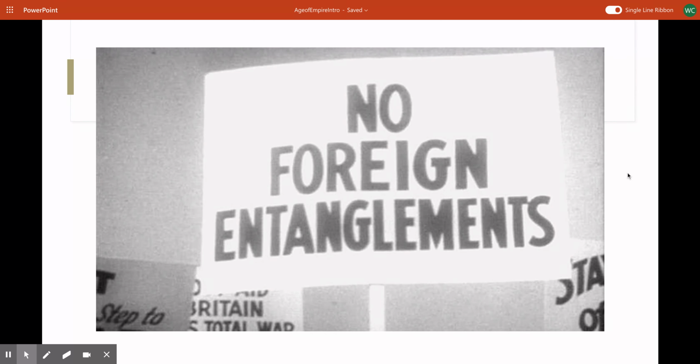And here is just a picture that kind of symbolizes isolationism very, very clearly. You can see on this sign it says no foreign entanglements, right? That's the definition of isolationism. The United States government did not want to get involved in any type of military alliances or wars. They didn't want to be dragged into any wars. And obviously, we're going to talk about, why did it change? Why did it go from this policy to the United States actually taking on colonies of its own?